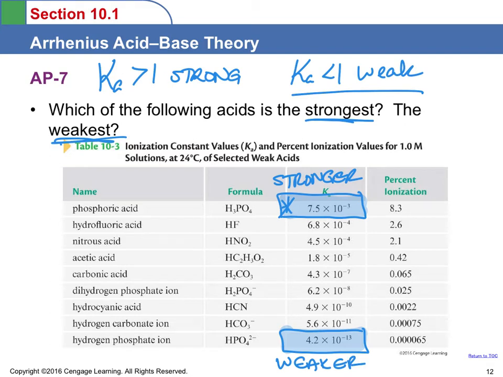We can verify this with this percent ionization column. So this is what percent of the molecules are broken apart into hydrogen ions. All of these percentages are low, right? 8.3 is a low percent. That would be a weak acid, but that's a lot higher percentage than 0.000065%. Okay, so big difference. Even though these all classify as weak, we do have stronger and weaker acids as well. So the bigger the Ka, the stronger the acid.